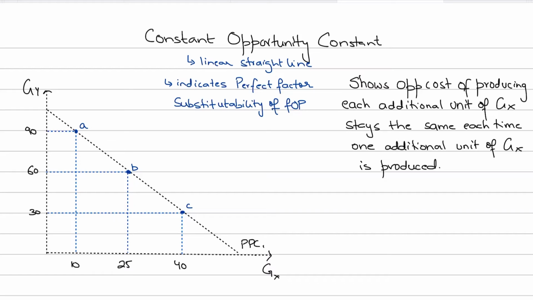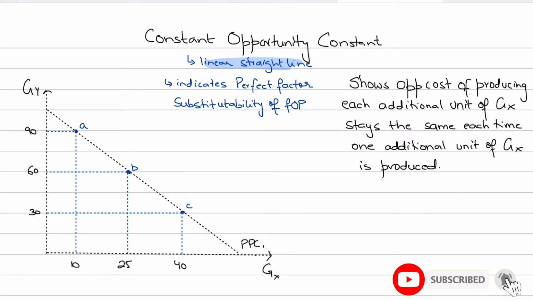Welcome back. In this video, we're discussing constant opportunity cost PPC curves, and we're going to be seeing how the production possibility curves are drawn when the opportunity cost is constant. First of all, remember that whenever the opportunity cost is constant and we're drawing a constant PPC, we have to draw it as a linear downward sloping straight line.